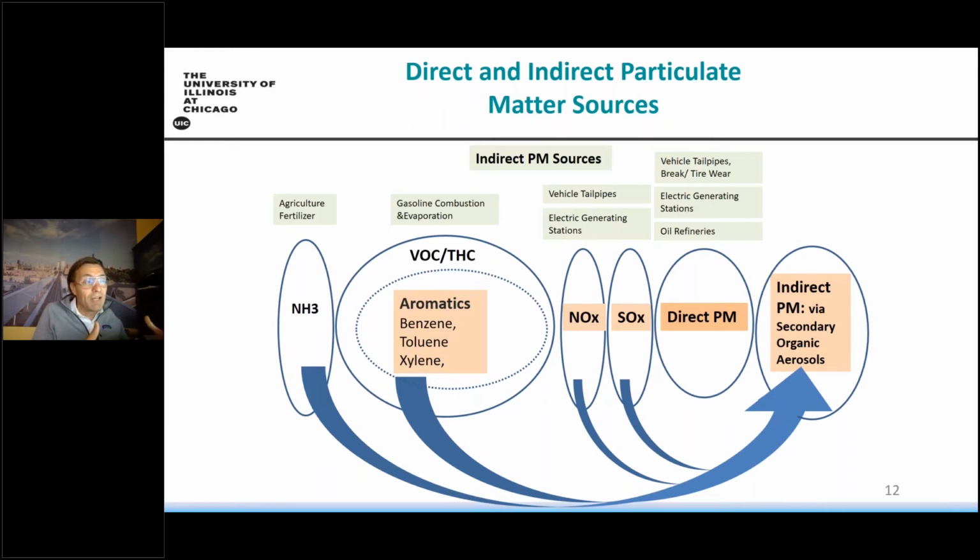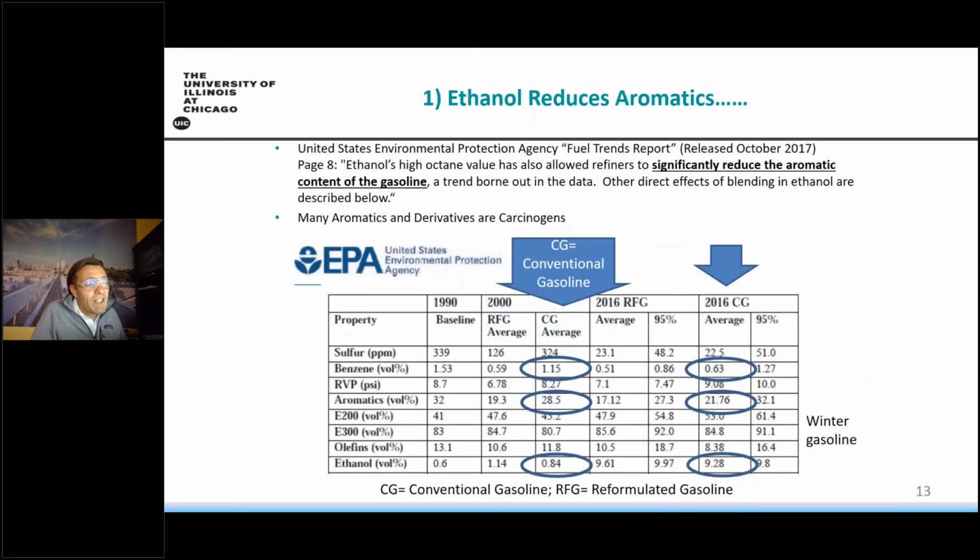VOC emissions, particularly aromatics, are also big, what's called secondary contributors to PM, right? They don't start out being particulate matter particles, but they convert into them. And so aromatics are another big group, as are nitrogen oxide and sulfur oxide emissions. All of those contribute to indirect PM. Next slide, please. And why is that important?